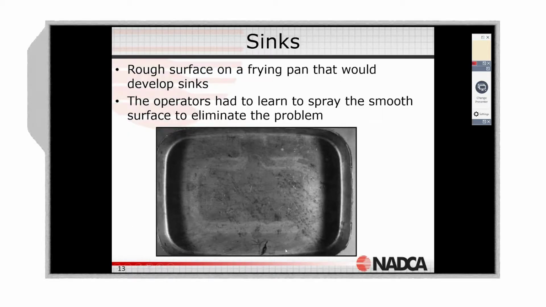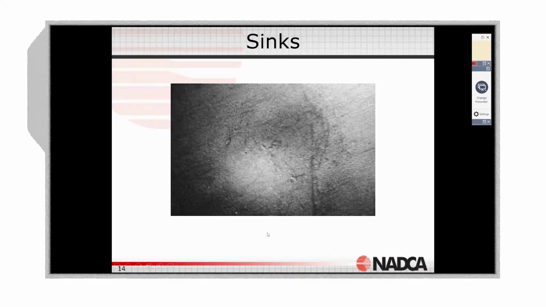So this is an example, and you can actually see we start to get a rough area. This is a frying pan die casting, and we start to get rough areas, and we start to get sinks in those areas. And the operators learn they just need to change the spray to eliminate those problems.